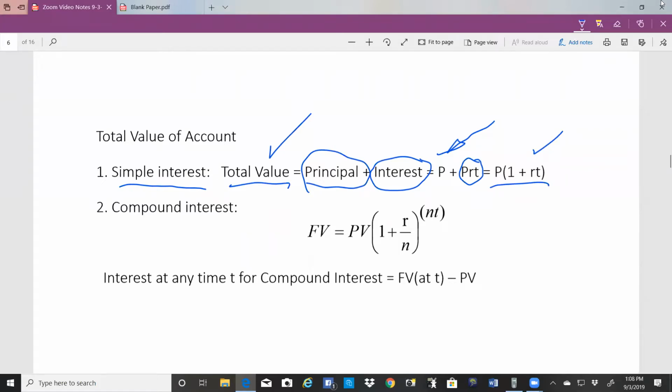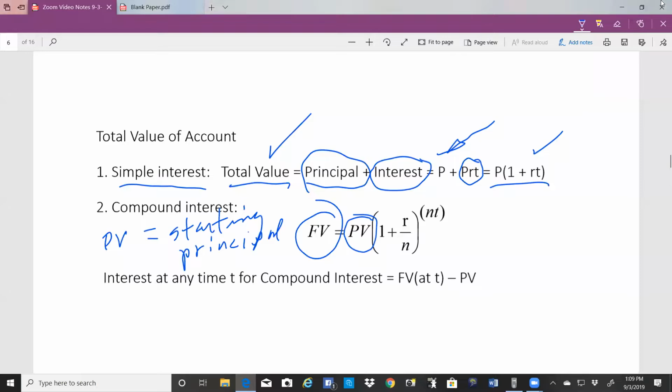Now, compound interest. We talk about the present value, that's really the starting principal. That's how much you start with, and you want to figure out the future value at any time T. You use this formula.